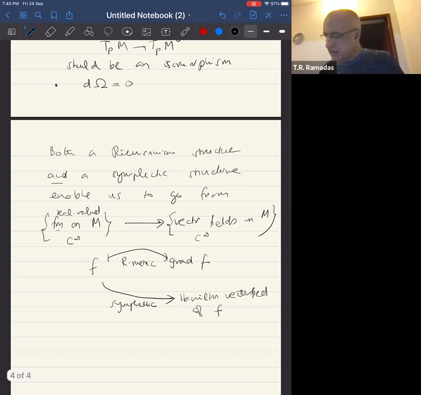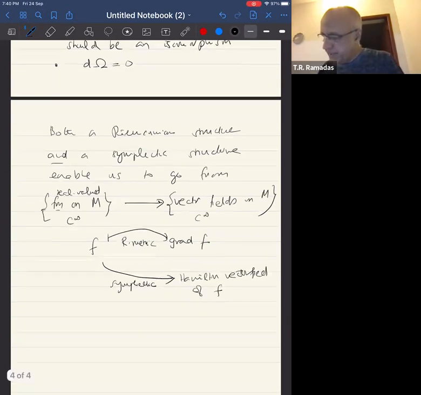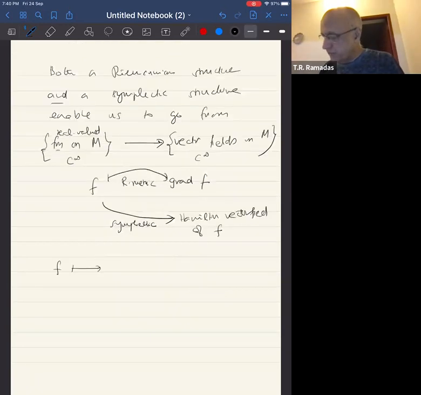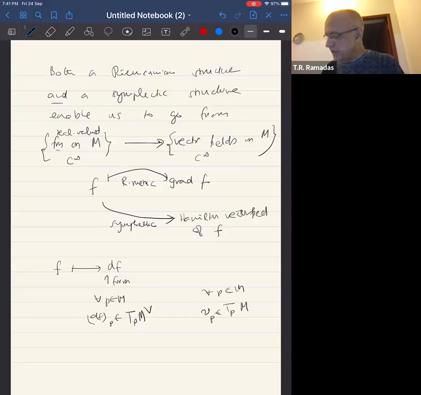How do you do this? You go from f to df. This is a 1-form. And so that means for every p in M, df_p is an element of T_pM dual. Now, on the other hand, I want a vector field, that is, for every p in M, an element v_p in T_pM. So here, note there's a dual here.